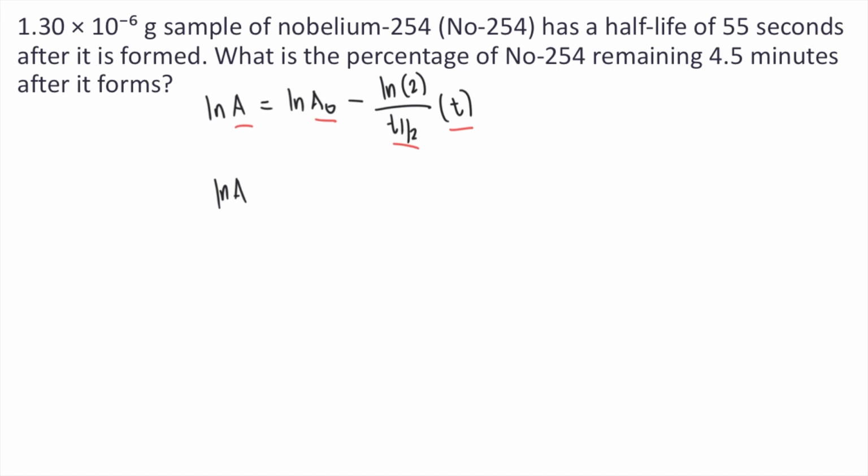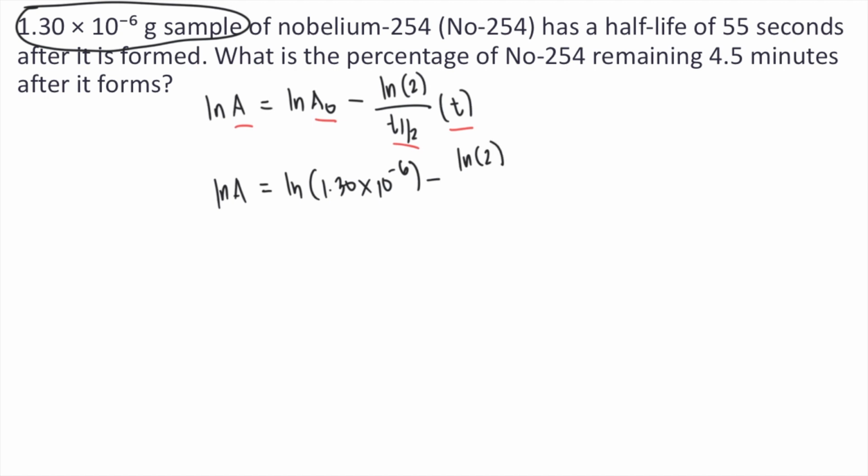So ln of A equals ln of the initial amount, which is given in the problem. That's 1.30 times 10 to the negative 6, minus ln of 2 divided by our half-life, which is given in the problem. That's 55 seconds. So ln of 2 divided by 55 times time. Our time given is 4.5 minutes.